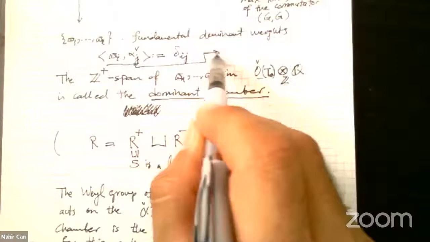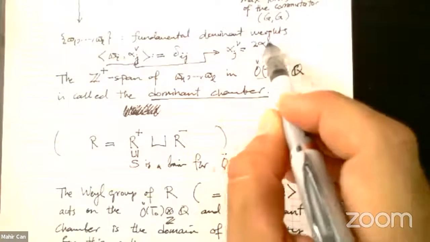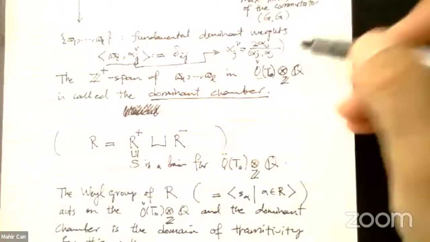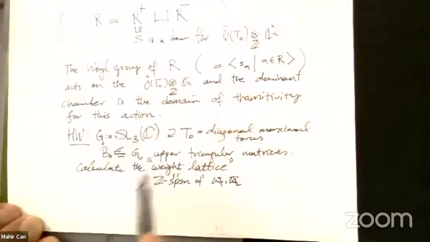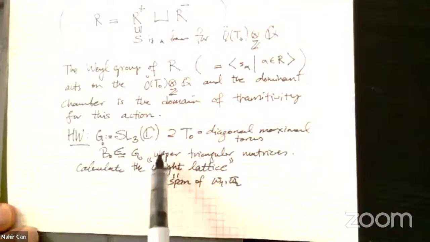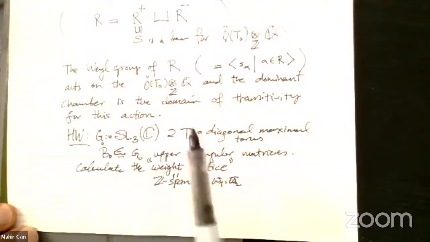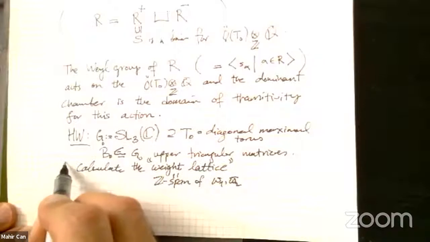That's a dual matrix. Alpha j check is 2 times alpha j divided by. So explicitly calculate this. Of course, you need to determine the simple root system here. We already drew a picture of this before. This is the first easy part.